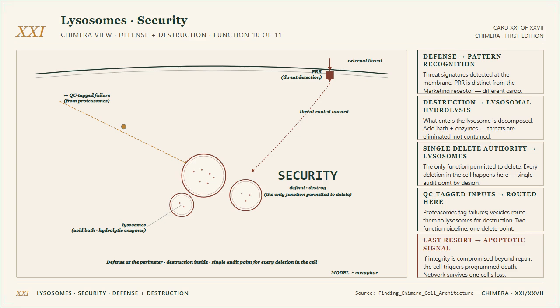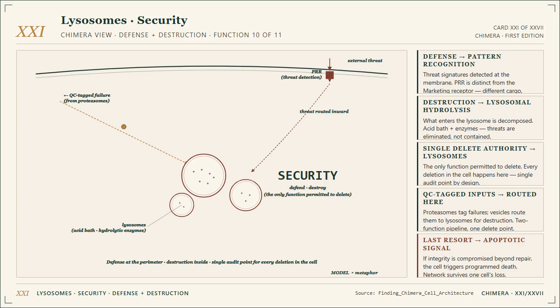On the upper left, an amber QC-tagged failure arrives by vesicle from the proteasomes, QC. Code or artifacts that failed QC are tagged and sent here for destruction, per the architecture. QC tags, lysosomes destroy. Two-function pipeline, one delete point. Both inputs converge at the lysosome cluster. Three brick-stroked compartments of varying size in the cell's lower half. Inside each, small fragment dots indicate hydrolytic breakdown, acid bath plus enzymatic decomposition. Whatever enters is taken apart, not stored. To the right of the cluster, the function label, security. Two roles, defend, destroy, and the architectural payload below, the only function permitted to delete.